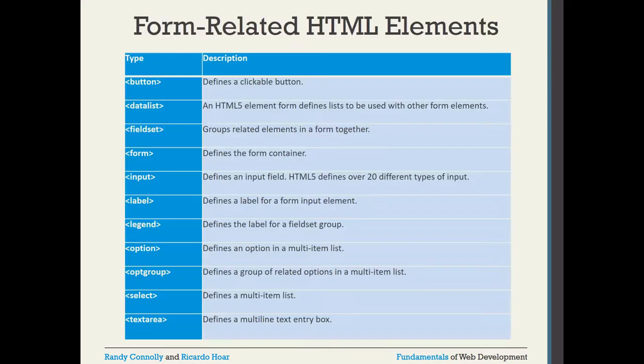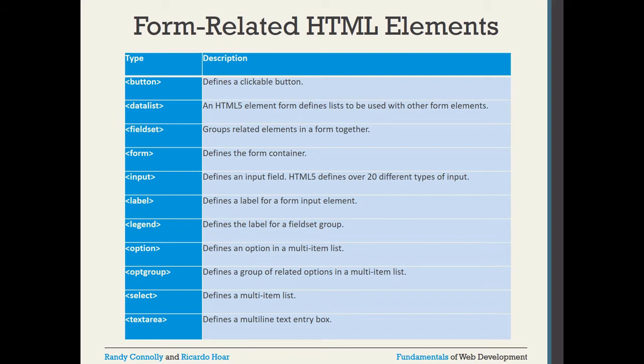So the most popular elements for forms: first is the button. That defines a clickable button. Button means you have to click it. Another is called datalist. Datalist means some kind of list from which you have to select one element. Another is the fieldset, which groups related elements in a form together, means one group of elements you can put together is part of the fieldset.